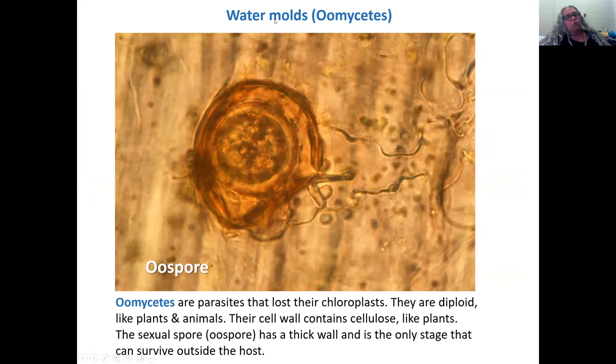Now, okay, water molds don't have chloroplasts, and that's what caused this confusion of what they were. They're parasites. They are diploid, meaning that they have two copies of each chromosome in their nucleus, like plants and animals. Their cell wall contains cellulose, like plants. They have a very characteristic spore produced sexually. This spore is called an oospore. It's thick-walled, and it's the only life stage in this organism that can exist away from the host.